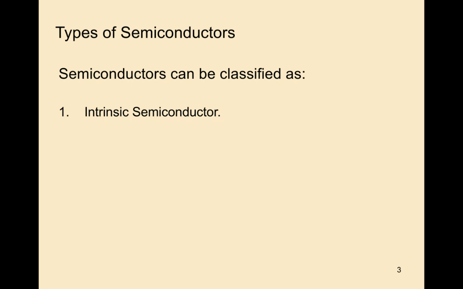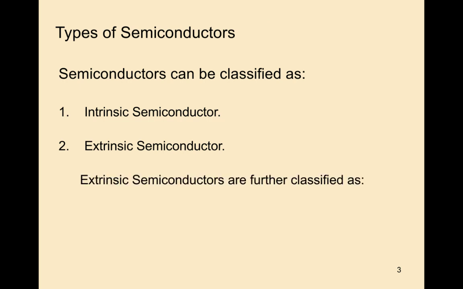Intrinsic semiconductor is also called the pure semiconductor, whereas extrinsic semiconductor is called the impure semiconductor. Semiconductors are classified into two types: intrinsic semiconductor and extrinsic semiconductor. Again, these impure semiconductors are classified into two types. First one is the N type and second one is the P type.